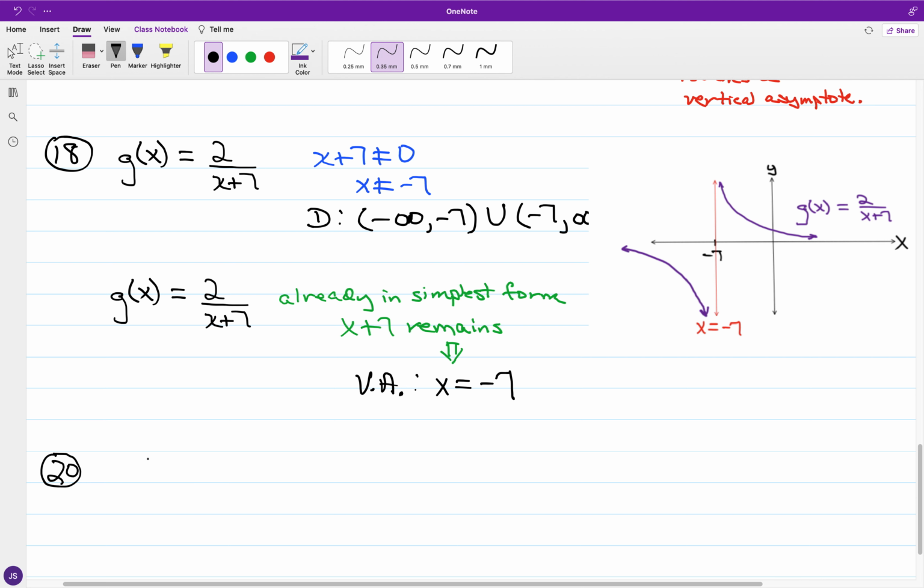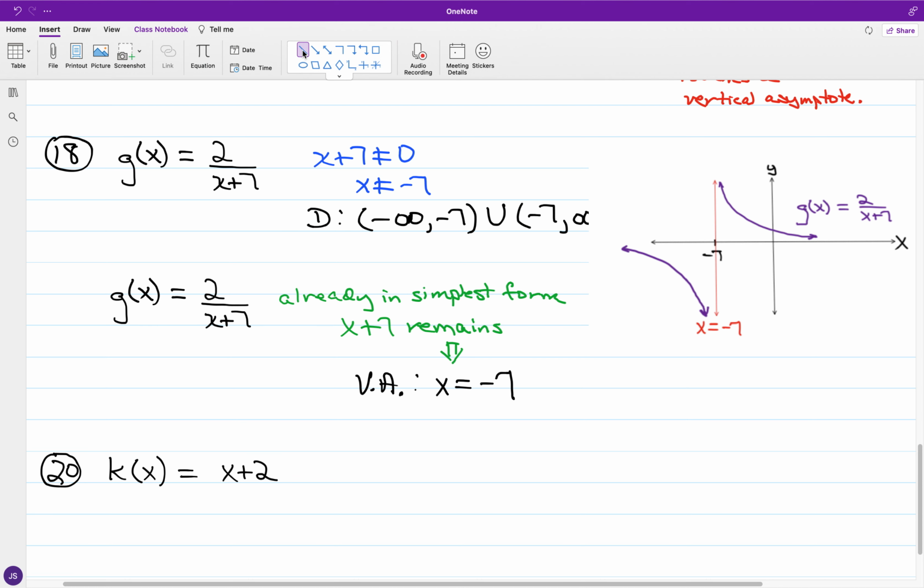Now, for number 20, going from f of x to g of x, and now we have k of x, another way of saying y. And we have this set equal to x plus 2 all over 3x squared plus 8x minus 3.